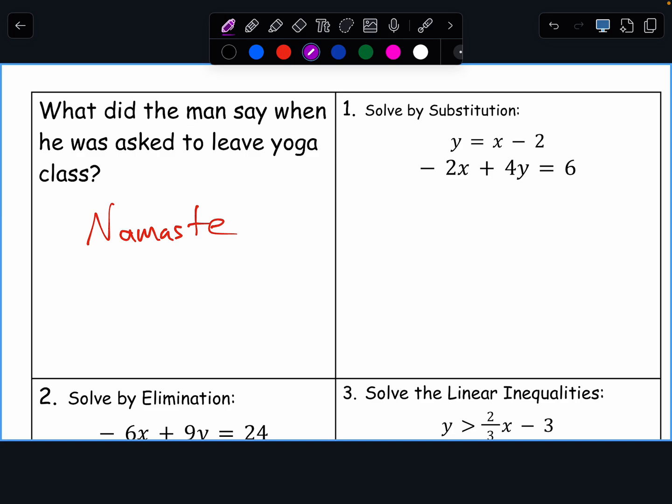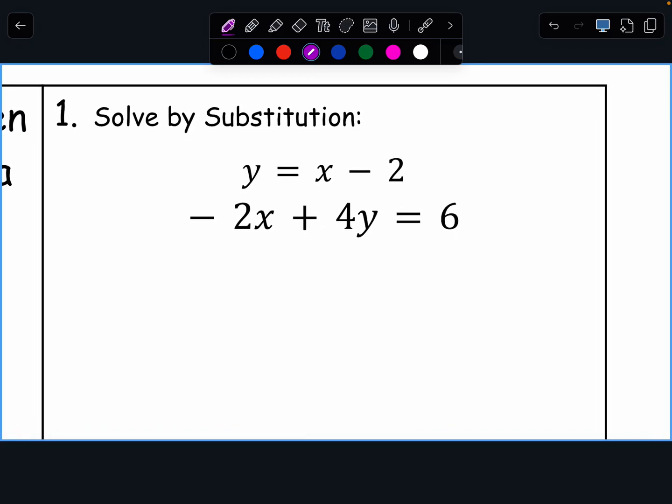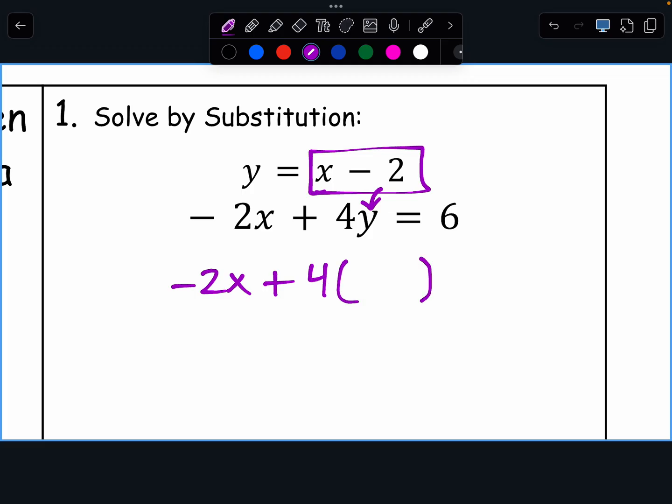So number 1, we have substitution. We haven't done this since last week, but when y is by itself, or when anything is by itself, we take what it's equal to and plug it in for that same variable in the other equation. So since y is by itself, I replace y in the other equation. So negative 2x plus 4 parentheses equals 6, and in that parentheses, I put x minus 2.